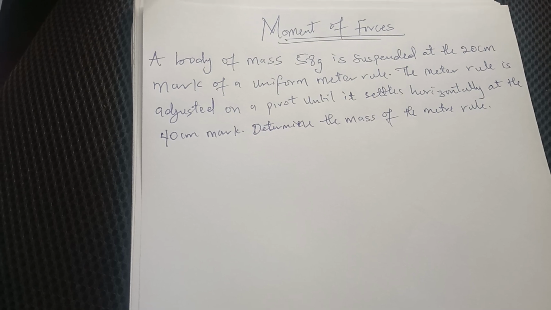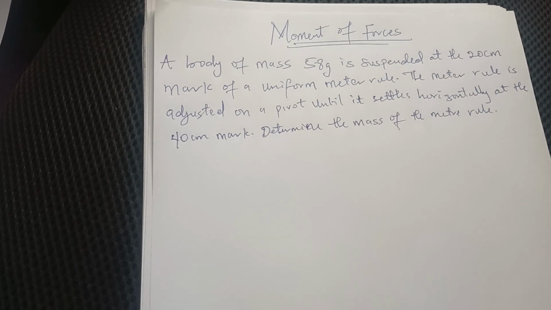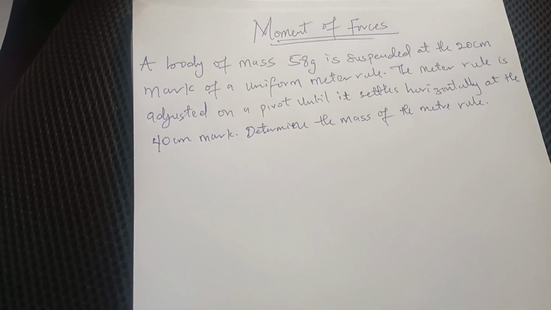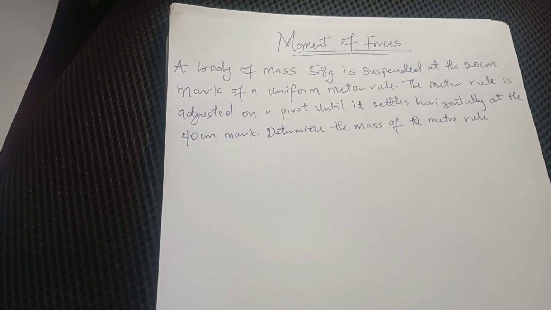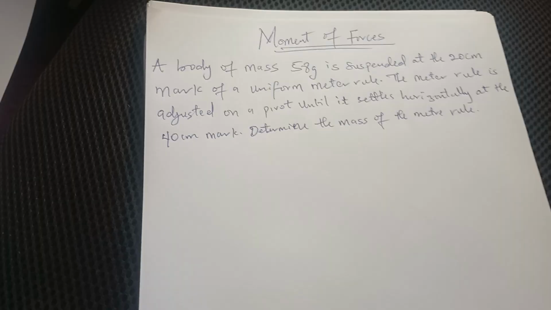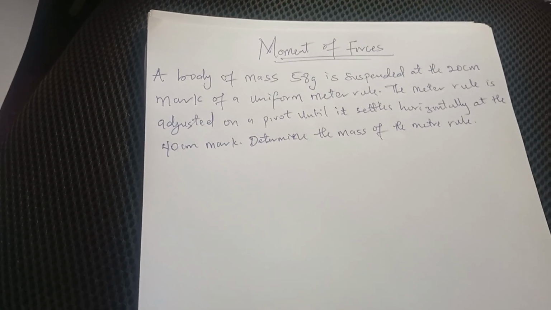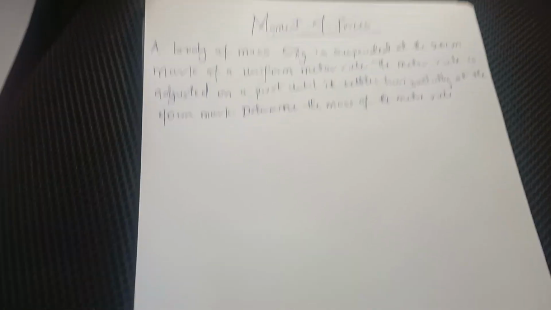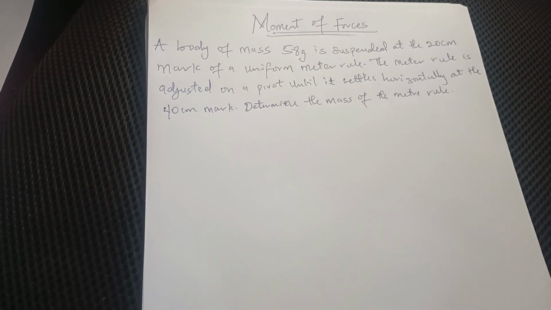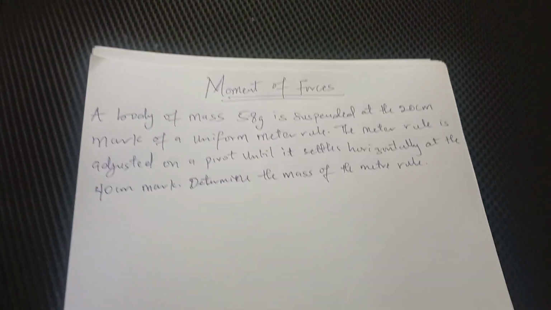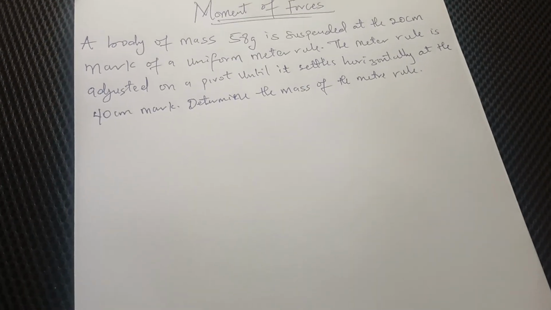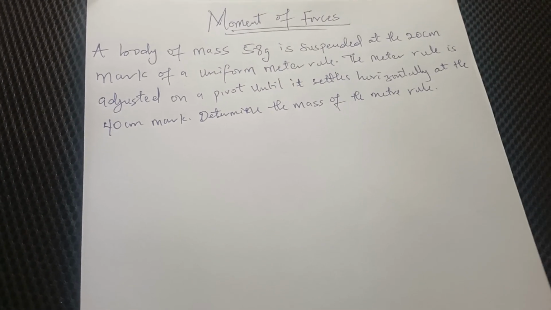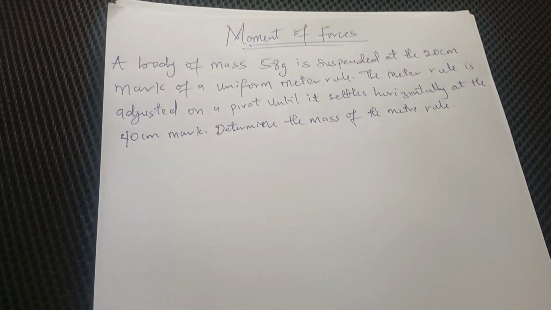Now, a body of mass, this is a question actually, so let's interpret this. It's another moment of force. A body of mass 58 grams is suspended at the 20 centimeter mark of a uniform meter rule. The meter rule is adjusted on the pivot until it's settled horizontally at the 40 centimeter mark. Determine the mass of the meter rule.